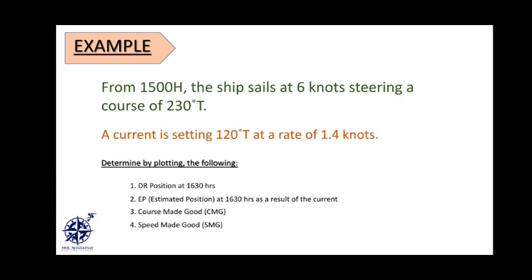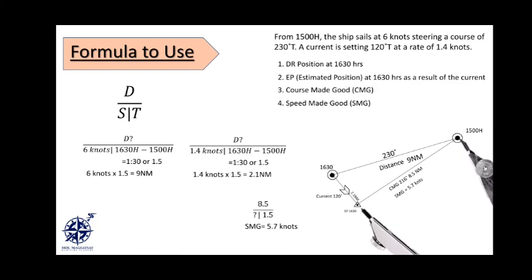For determining by plotting the following: number 1 is the DR position at 1630s, and number 2 is the EP or estimated position at 1630s as a result of the current. Number 3 is the course made good or CMG, and number 4 is the speed made good or SMG. The formula to be used is D over S multiplied by T.